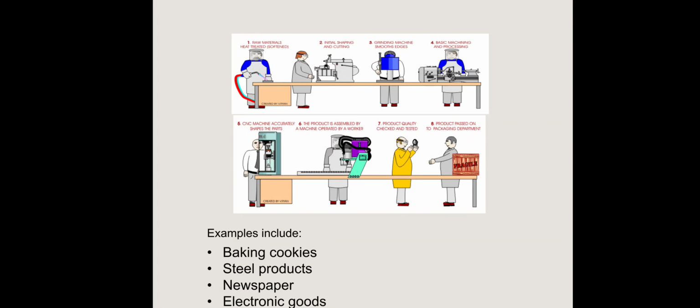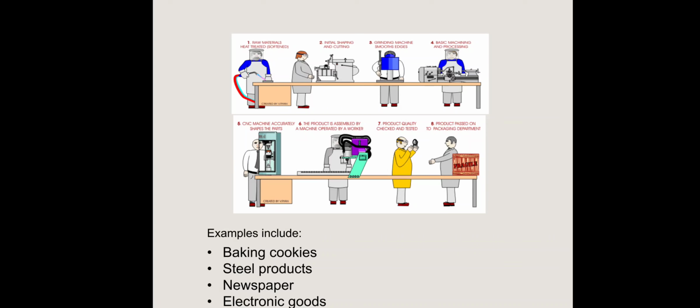Number 1. Raw materials, heat treated, softened. Number 2. Initial shaping and cutting. 3. Grinding machine, smooth edges. 4. Basic machining and processing. 5. CNC machines accurately shape the parts. 6. The product is assembled by a machine operated by a worker. 7. The product quality is checked and tested. And last, the product is passed on to the packaging department.